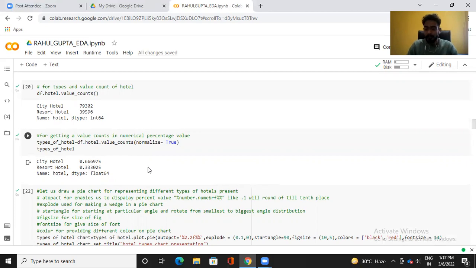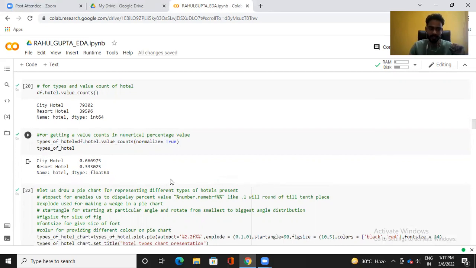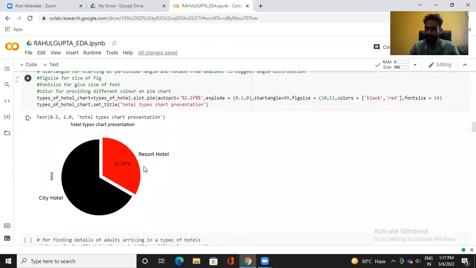The summary I got from that is that if someone wishes to start a hotel or do anything in the hotel booking industry, they may go for a city hotel or resort hotel according to their preferences. Then I plotted a pie chart using autopct, explode 0.1, and start angle 90 degrees. Actually the start angle is not needed here, but if there are three or more types of data, then we may use start angle.